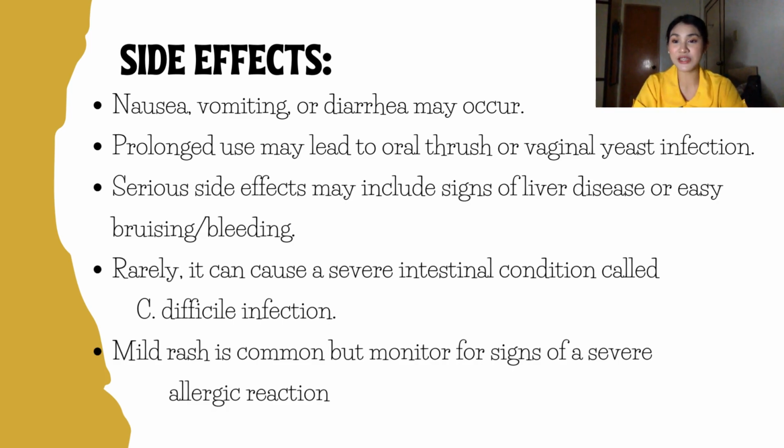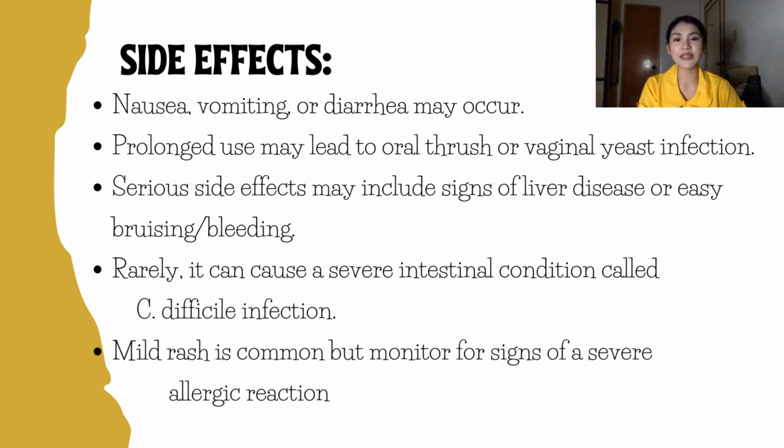So, now we'll proceed to the side effects of amoxicillin. First off, we have nausea, vomiting, or diarrhea may occur. As we know, amoxicillin can upset your stomach like any antibiotic and must be taken after meals. This causes feelings of nausea, making you vomit or giving you diarrhea, mostly when taking the antibiotic before eating a proper meal.